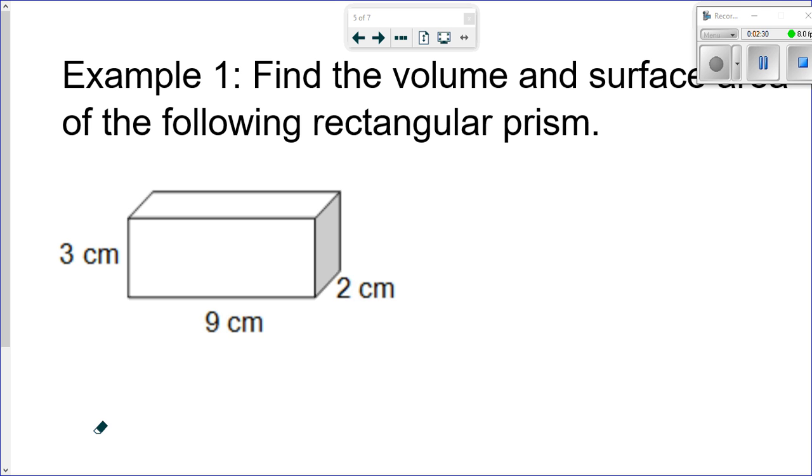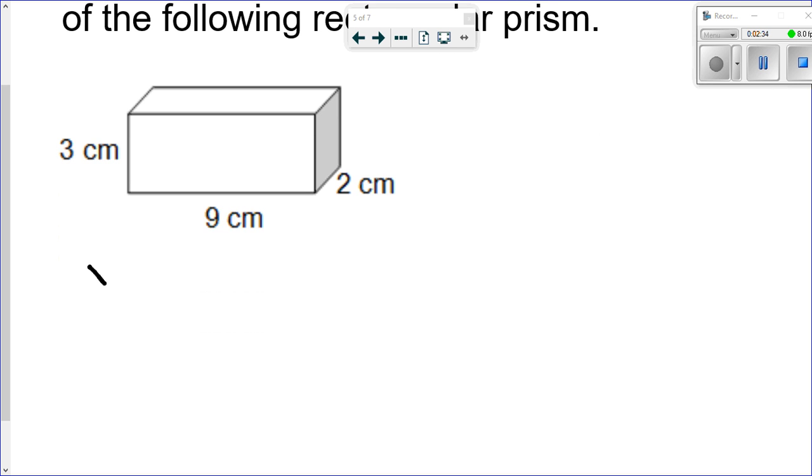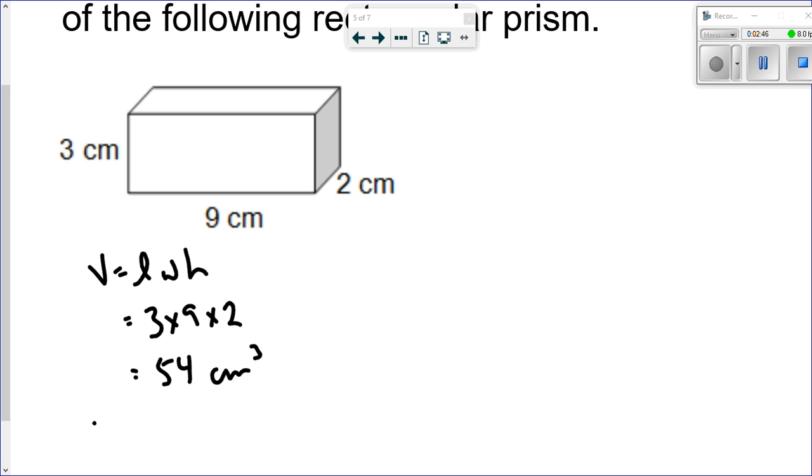I am going to go with the easy one first. Volume equals length, width times height, 3 times 9 times 2, and it's 54 centimeters cubed. Notice the units.